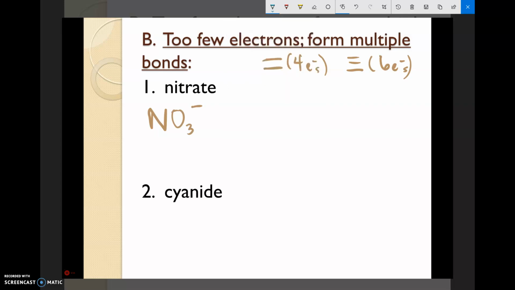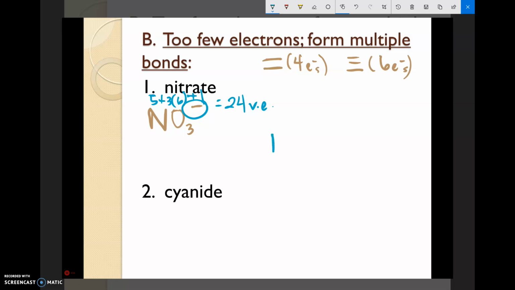Let's add up the number of valence electrons. Nitrogen has 5, oxygen has 6 valence electrons each, but there's 3 of them, so we're going to times that by 6. And now in this one we have a -1 charge, which means we're going to add 1 to our total. So we have 5 plus 18 plus 1 makes 24 valence electrons. Okay, so again, remember that negative charge means we're going to add an electron.